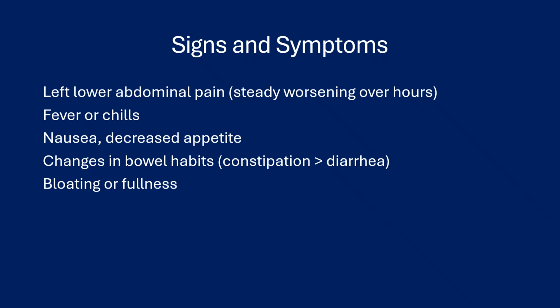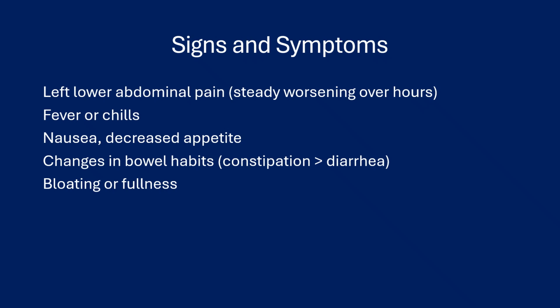Signs and symptoms. Left lower abdominal pain, a steady kind of worsening over hours, fever, chills, nausea, decreased appetite, changes in bowel habits, more often constipation than diarrhea, bloating, or a sense of fullness. Pain onset is usually very different from kidney stone pain, which much more often has rapid onset. With kidney stones the pain kind of radiates toward the groin, and you don't typically see that with diverticulitis.